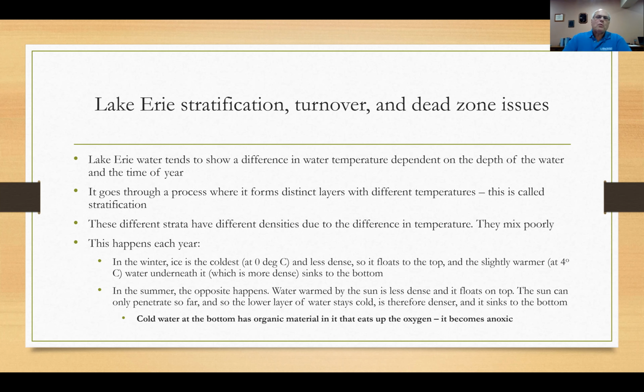Lake Erie goes through a process where it forms distinct layers with different temperatures, and scientists call that stratification. In other words, there are layers of water as you go down further and further into the lake where the water temperature changes and stays within that particular layer. You can go from one layer to the next, and it changes temperature. Now, these different strata tend to have different densities because of that different temperature. And then when they get enough difference in temperature between each other, they're going to mix poorly. If you aren't fortunate enough to take in one of these zones, such as a dead zone, then you're going to have your treatment challenges cut out for you.